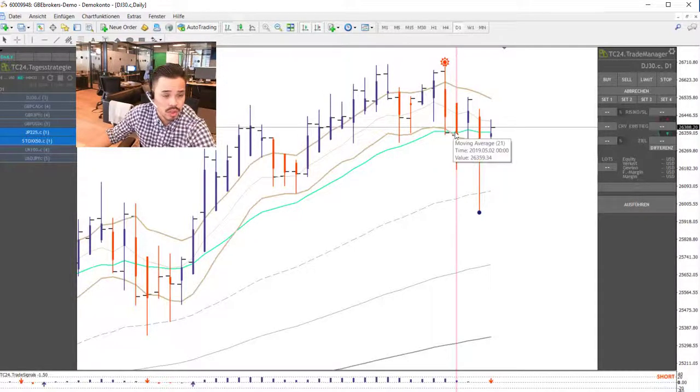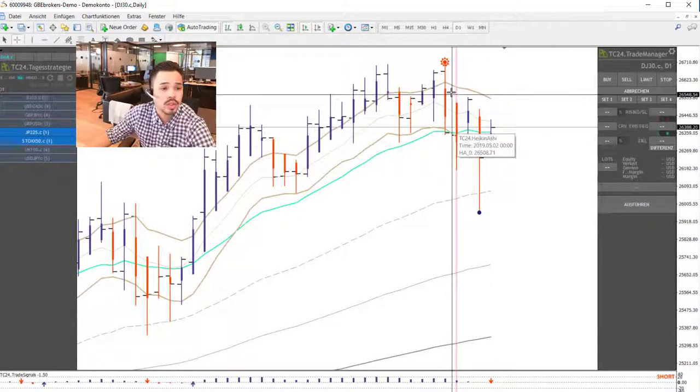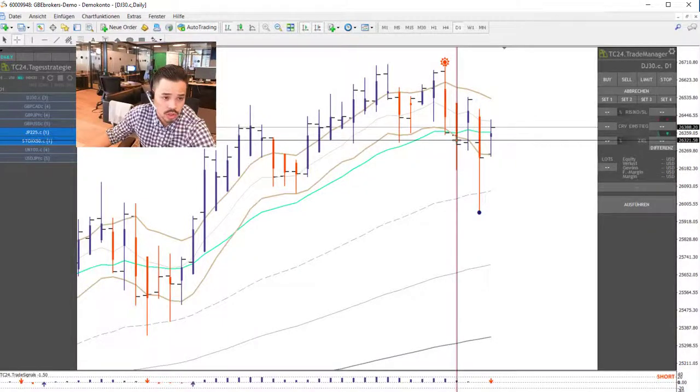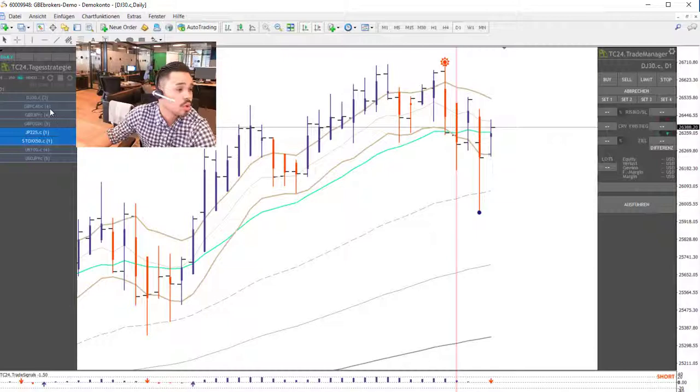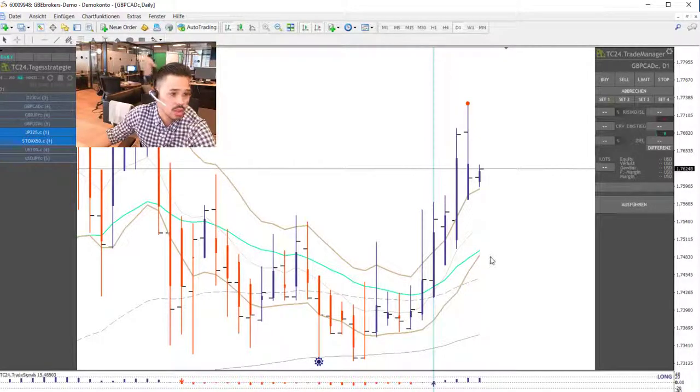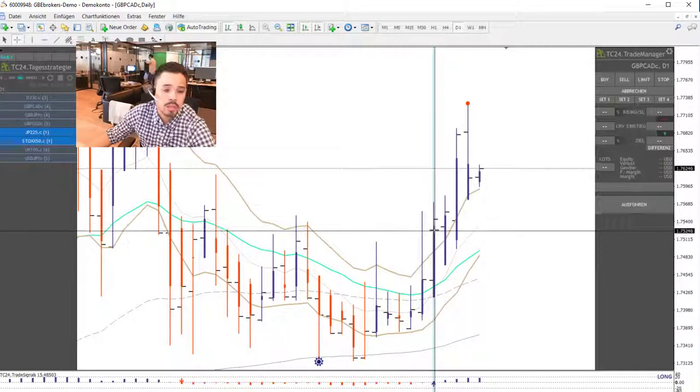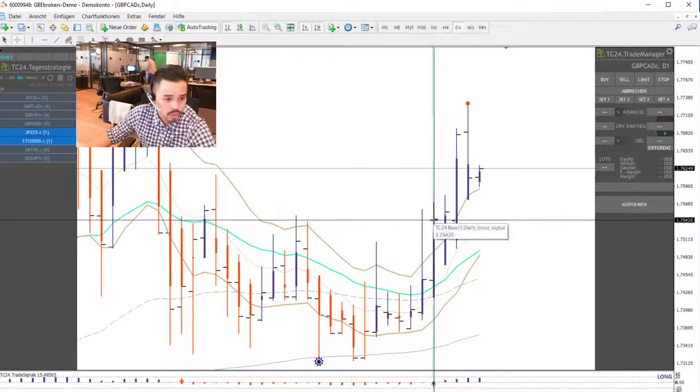We can see the possible entry here. It's the vertical line and it's a short setup, but the trade is already gone. So we can skip that for the moment and jump into the next market. British pound, Canadian dollar. We can see the possible long entry here, and the trade is already gone too. So it has already run away.